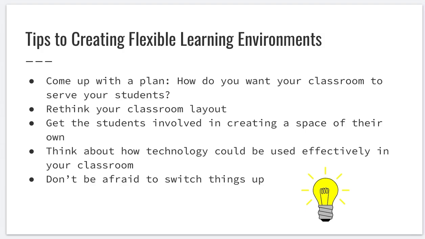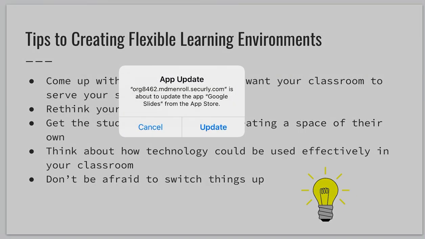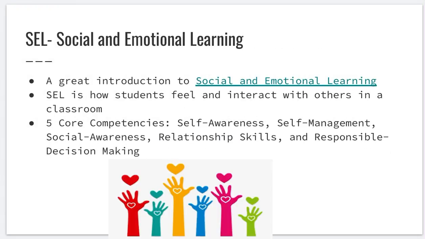Next step, think about how technology could be used effectively in your classroom. Are you using effective technology? Do you need more technology in your classroom? Those are huge things. Like for me this year, implementing CBE, I'm going to try a classroom headphone set for the first time. That way, I can have students that are on different tracks and we can be using headphones to learn different things. And then last but not least, don't be afraid to switch things up if things aren't working.